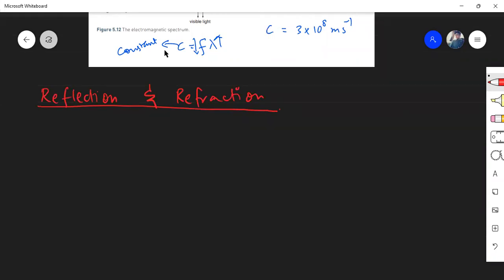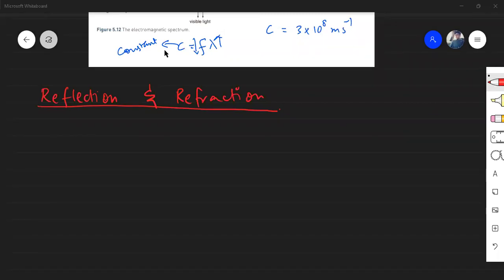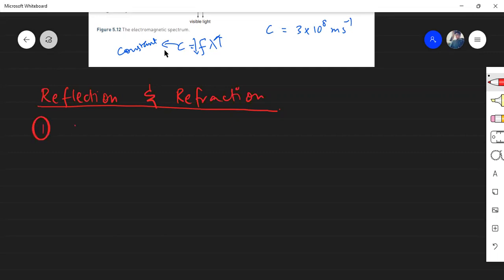Okay, let's start now with reflection and refraction. Reflection is basically a simple concept. You studied the reflection of waves in GCSEs as well, and part of refraction is also from your syllabus. What I'm covering is basically a refresher from your GCSEs. So how do you define reflection?